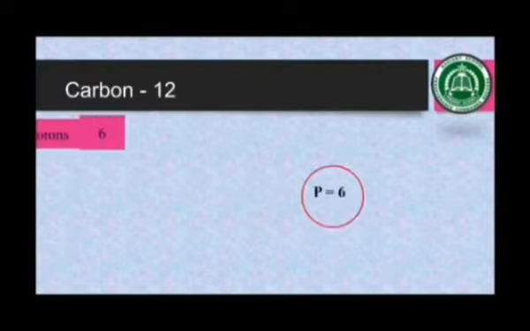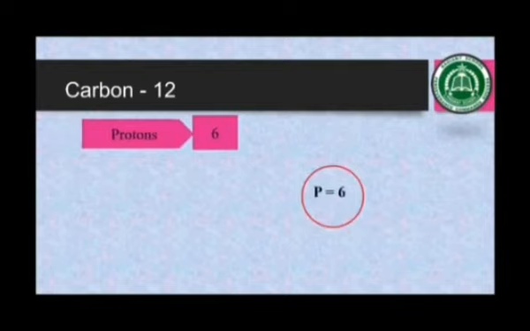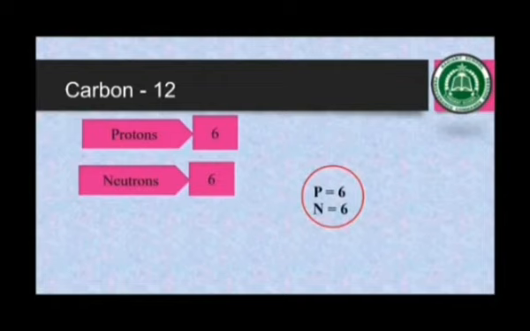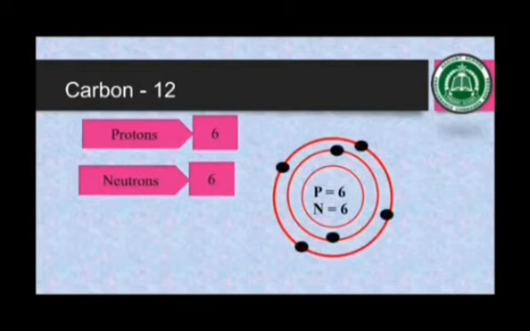Let's discuss carbon 12. It has 6 protons in the nucleus and 6 neutrons. If it has 6 protons, it also has 6 electrons outside the nucleus. In the first shell 2 electrons, in the second shell 4 electrons. So its atomic number is 6 but its mass number is 12. As the sum of protons plus neutrons is the mass number, P 6, N 6, 6 plus 6 is equal to 12.